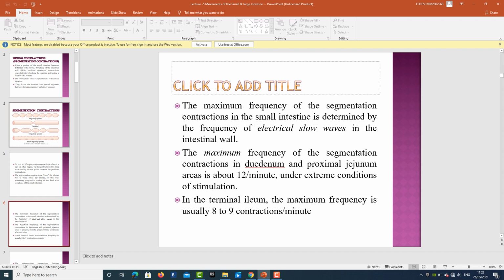The maximum frequency of the segmentation contractions in the small gut is determined by the frequency of electrical slow waves in the small intestine. The maximum frequency in the duodenum and proximal jejunum is about 12 per minute under extreme conditions of stimulation. In the terminal ileum, the maximum frequency is usually about 8 to 9 contractions per minute. So keep in mind that contractions in the small gut take place at a much more rapid pace than in the large gut.